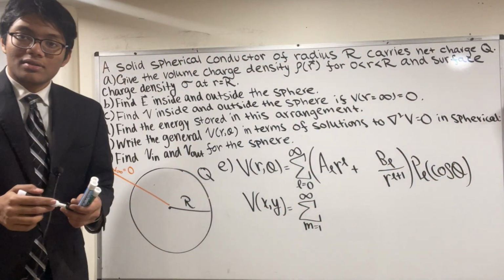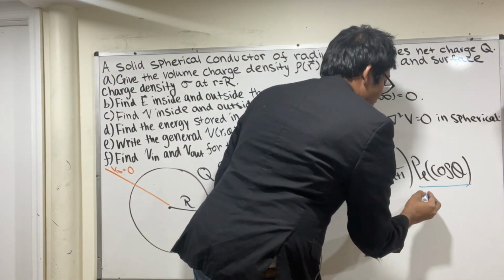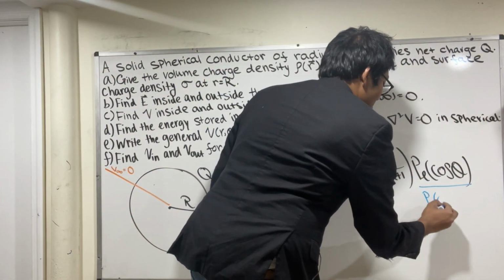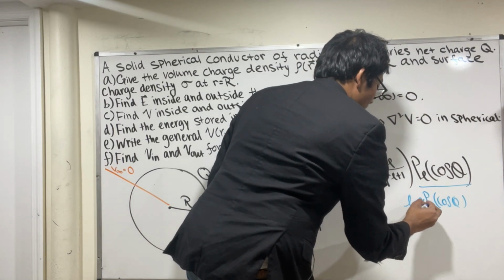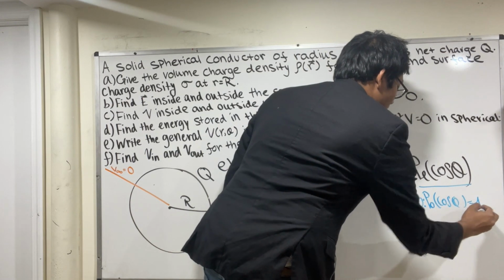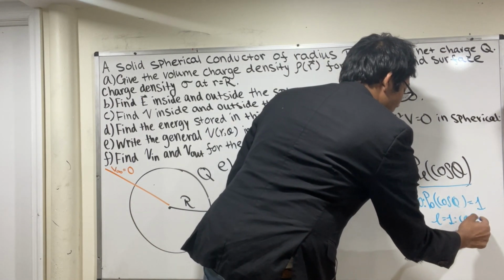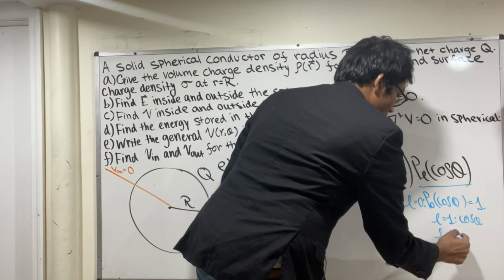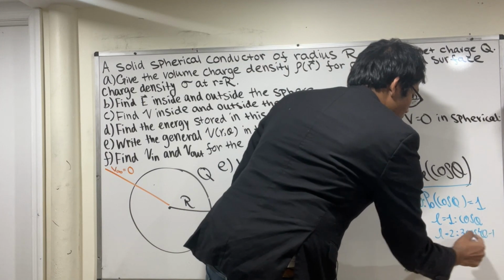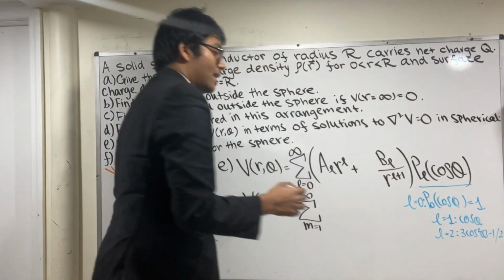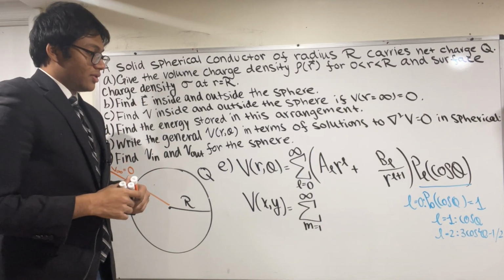This Legendre polynomial is defined as follows. If you see P sub 0 of cosine theta, in other words, if L is 0, then this is going to be equal to 1. If L is 1, this is going to be equal to cosine theta. If L is 2, this is going to be equal to 3 cosine squared theta minus 1 over 2, and so on and so forth. So those are the Legendre polynomials.